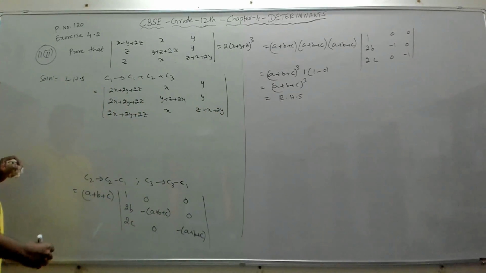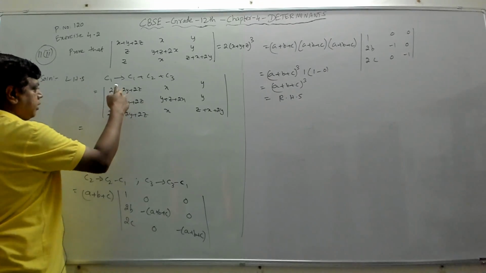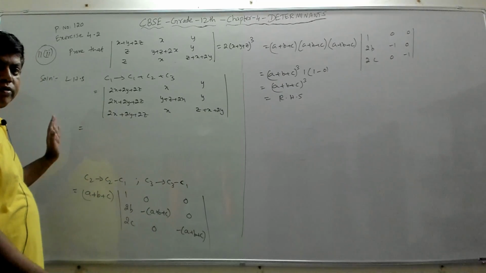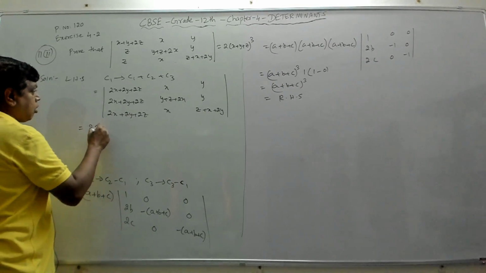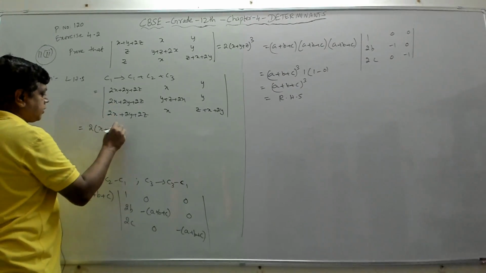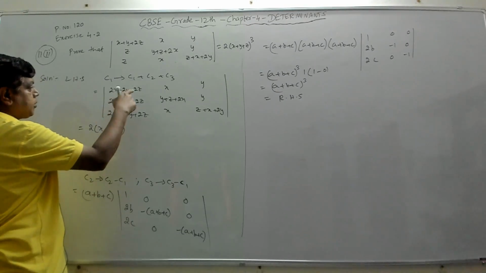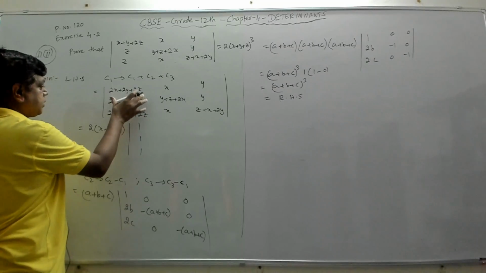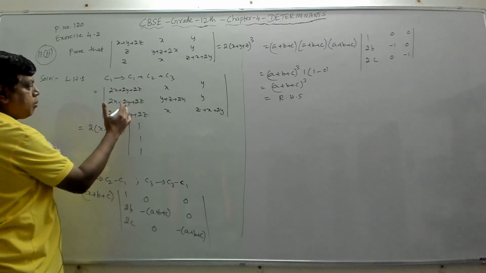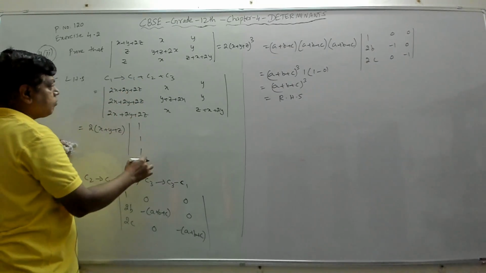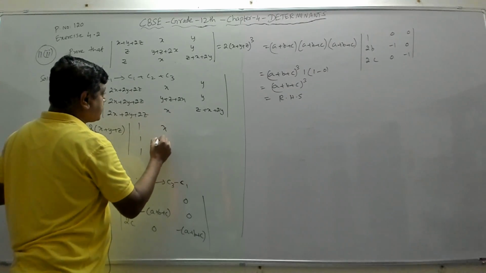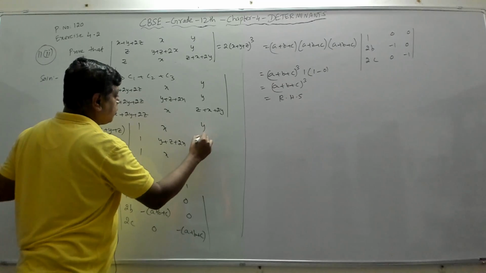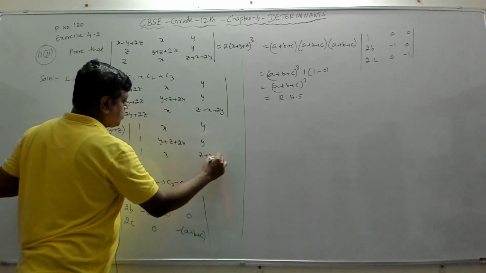Fine. Now if you take here again, we have seen that all the elements of column 1 are the same, so that can be taken out of the determinant. So I am taking 2 also common, 2 into x plus y plus z. So 2x plus 2y plus 2z can be written as 2 into x plus y plus z, determinant 1 1 1. Once I take all these elements which are common in column 1 out of the determinant, column 1 will become 1 1 1. Then x, y plus z plus 2x, x, y, z plus x plus 2y.